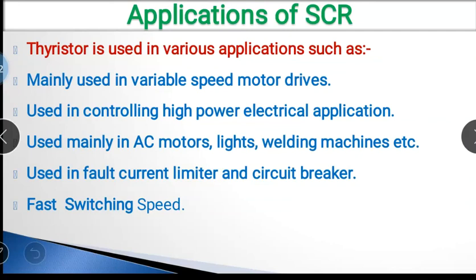Now we will study the applications of SCR. There are many applications of SCR. First, it is mainly used in variable speed motor drives. It is used in controlling high power electrical applications. It is used mainly in AC motors, lights and welding machines, etc. It is used in fault current limiter and circuit breaker, and in fast switching speeds. So these are some applications of SCR.